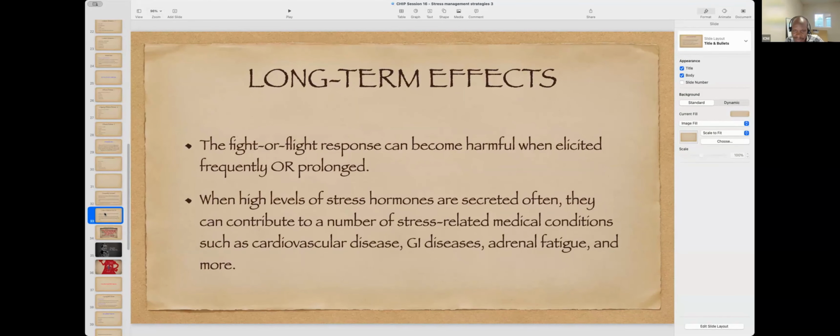Long-term effects of the fight or flight response can become very harmful, or if we resist it frequently or it is prolonged. When high levels of stress hormones are secreted often, they can contribute to a number of stress-related medical conditions: heart disease, gastrointestinal disease, adrenal fatigue, and so on.